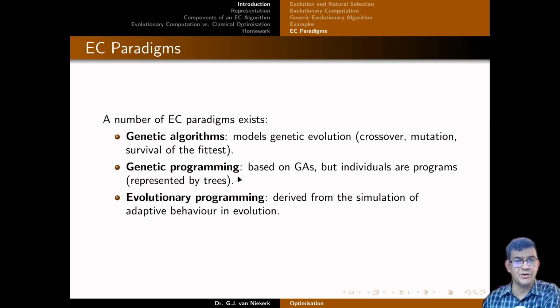Then you have genetic programming, which is based on GAs, but the individuals are programs that evolve. So it's abstract syntax trees, which are trees, and that evolves over time. Then there's evolutionary programming, which is derived from the simulation of the adaptive behavior in evolution. Because evolution is also an evolutionary process in itself, the principles of that are applied to evolutionary programming.